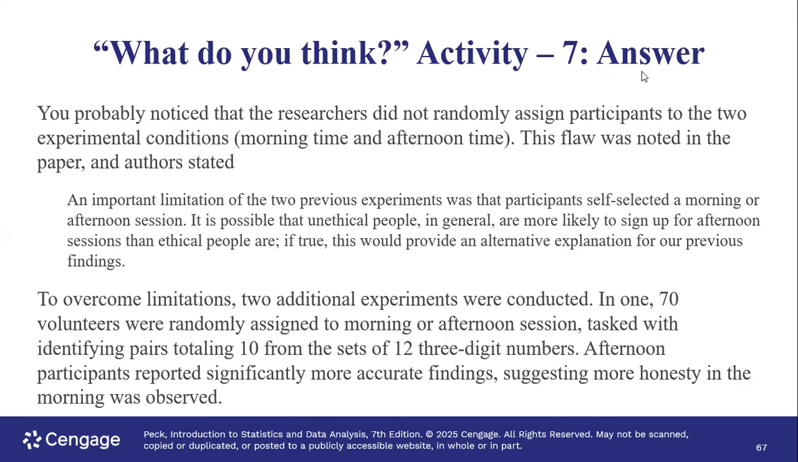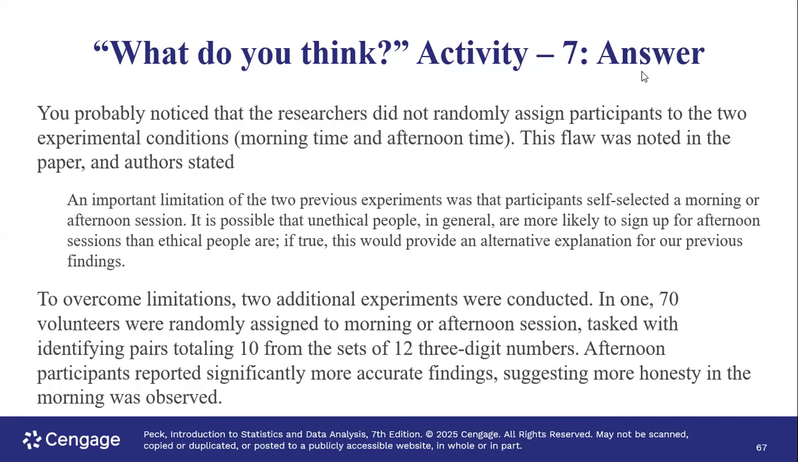You probably noticed that the researchers did not randomly assign participants to the two experimental conditions, morning time and afternoon time. This flaw was noted in the paper. Okay. To overcome limitations, 2 additional experiments were conducted. In one, 70 volunteers were randomly assigned to the morning or afternoon sessions, tasked with identifying pairs totaling 10 from sets of 12 three-digit numbers.